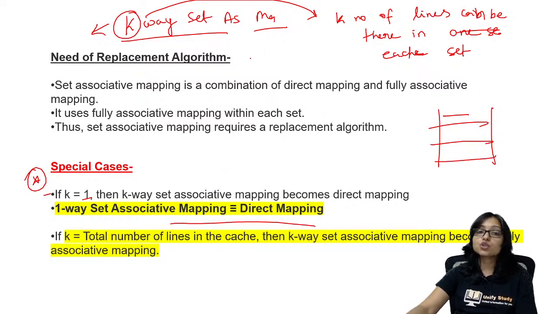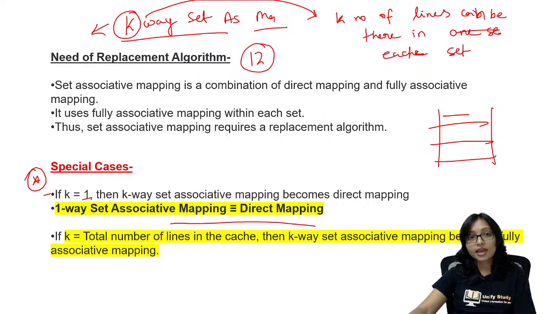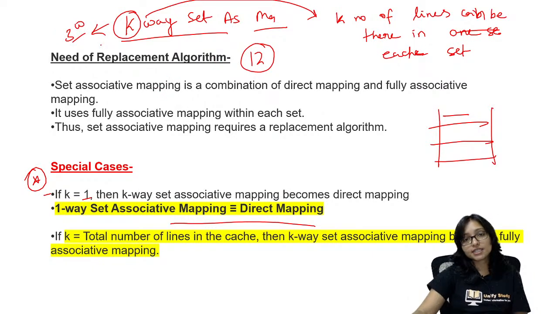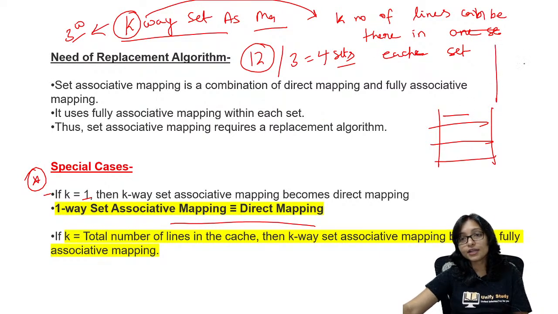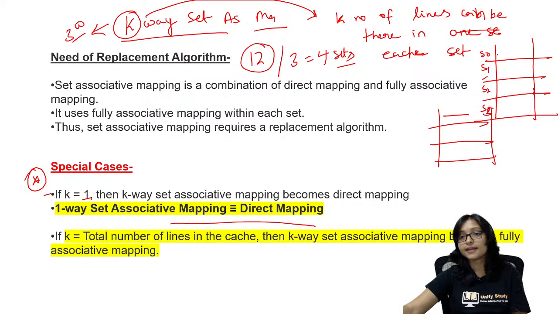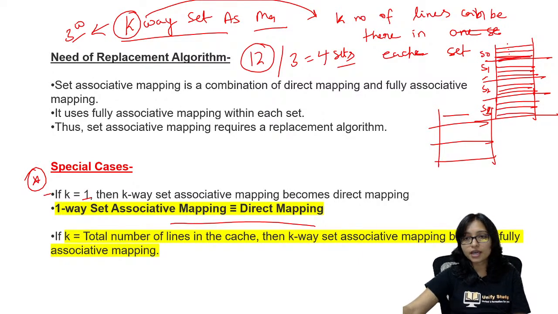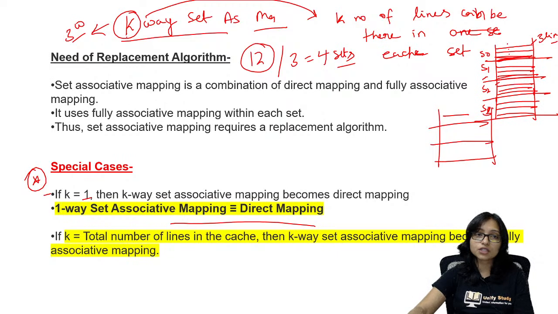If I am telling you the total number of lines is 12 and it is a three-way set associative mapping, then how many sets will there be? 12 by 3, 4 sets will be there. Means I will divide it into 4 sets: set 0, set 1, set 2 and set 3. And in each set there will be lines, 1, 2, 3, 4. Sorry, this is 3, not 4. In each set, there will be 3 lines, not 4 lines, because it was 3-way.